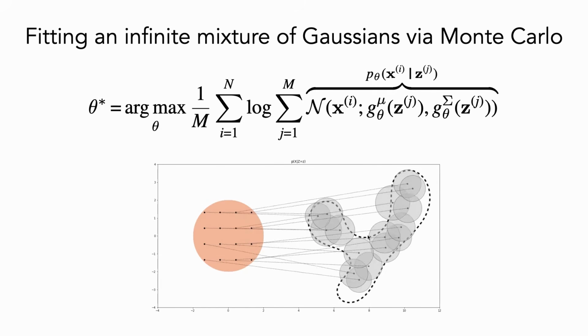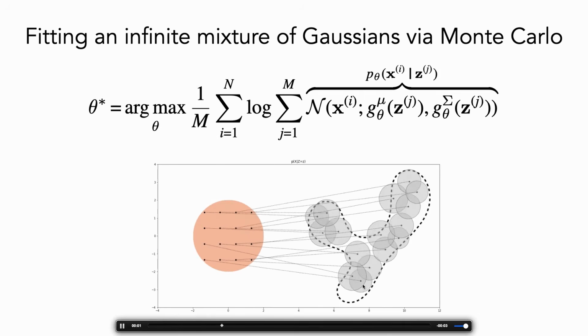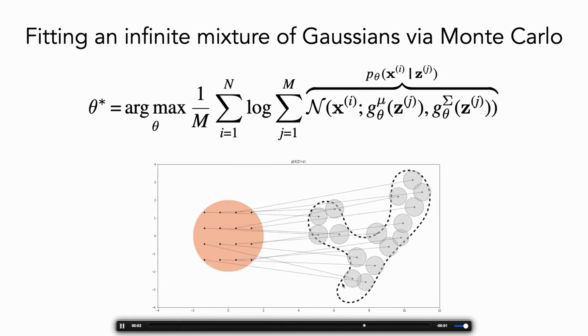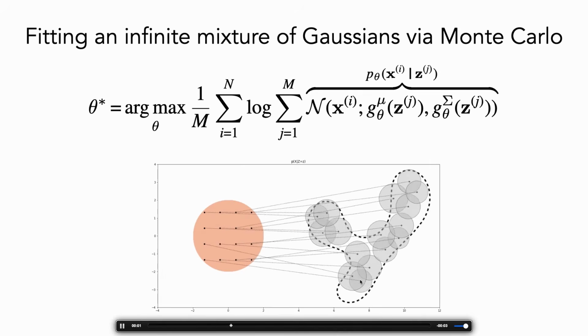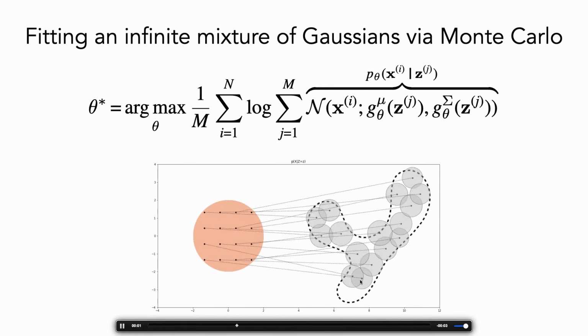Okay, so here's what it looks like when you train this system. Okay, so the different points in z-space learn to map to different parts of the data distribution, so they cover the data distribution, they maximize its likelihood. Okay, so that's what it looks like. This is SGD on the equation above.